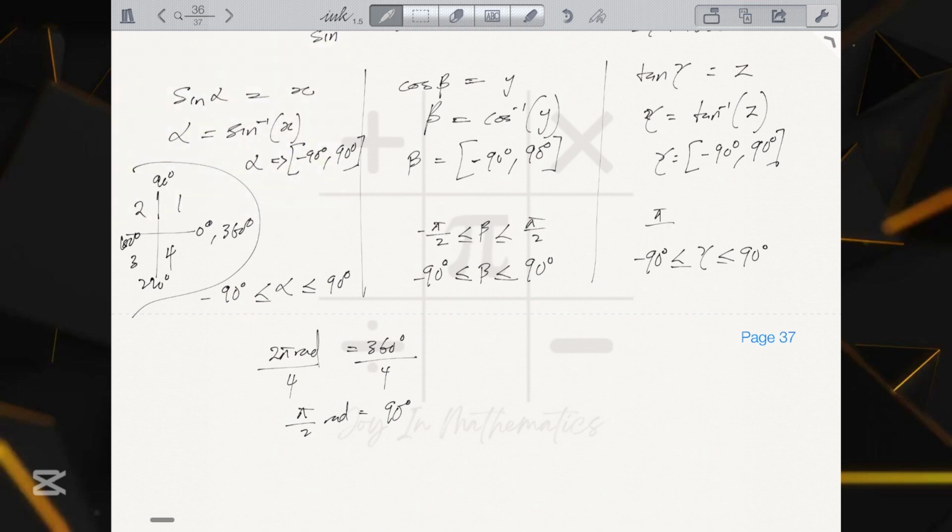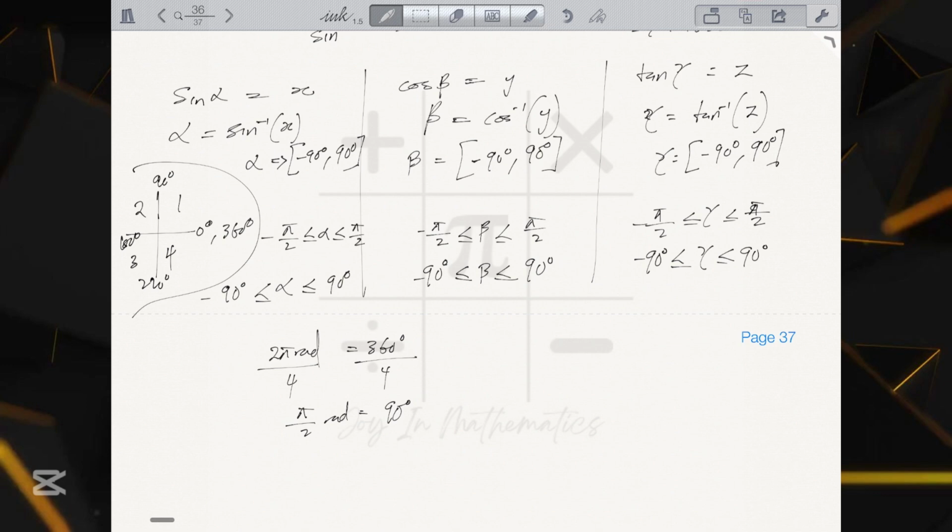And the same thing applies to gamma, where we have minus pi over 2 less than or equal to gamma less than or equal to pi over 2. Also, we have minus pi over 2 less than or equal to alpha less than or equal to pi over 2.